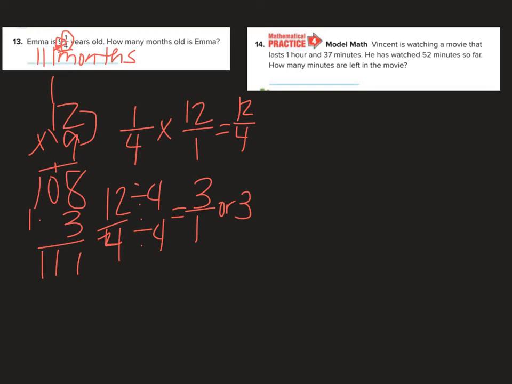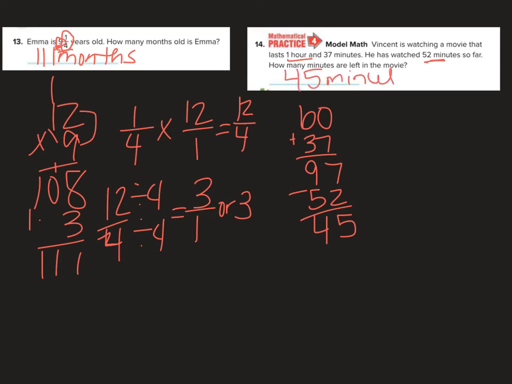Next, we have Vincent is watching a movie that lasts 1 hour, 37 minutes. He's watched 52 minutes so far. How many minutes are left in the movie? So first, let's turn our hour, we don't really have to do that, 60 minutes, plus 37 to see how long the movie is total in minutes. 97 minutes. Okay, and we know he's watched 52. So let's take away 52. Subtract that out. 9 minus 5 is 4. So how many minutes are left? 45 minutes. Alrighty, let's keep going.